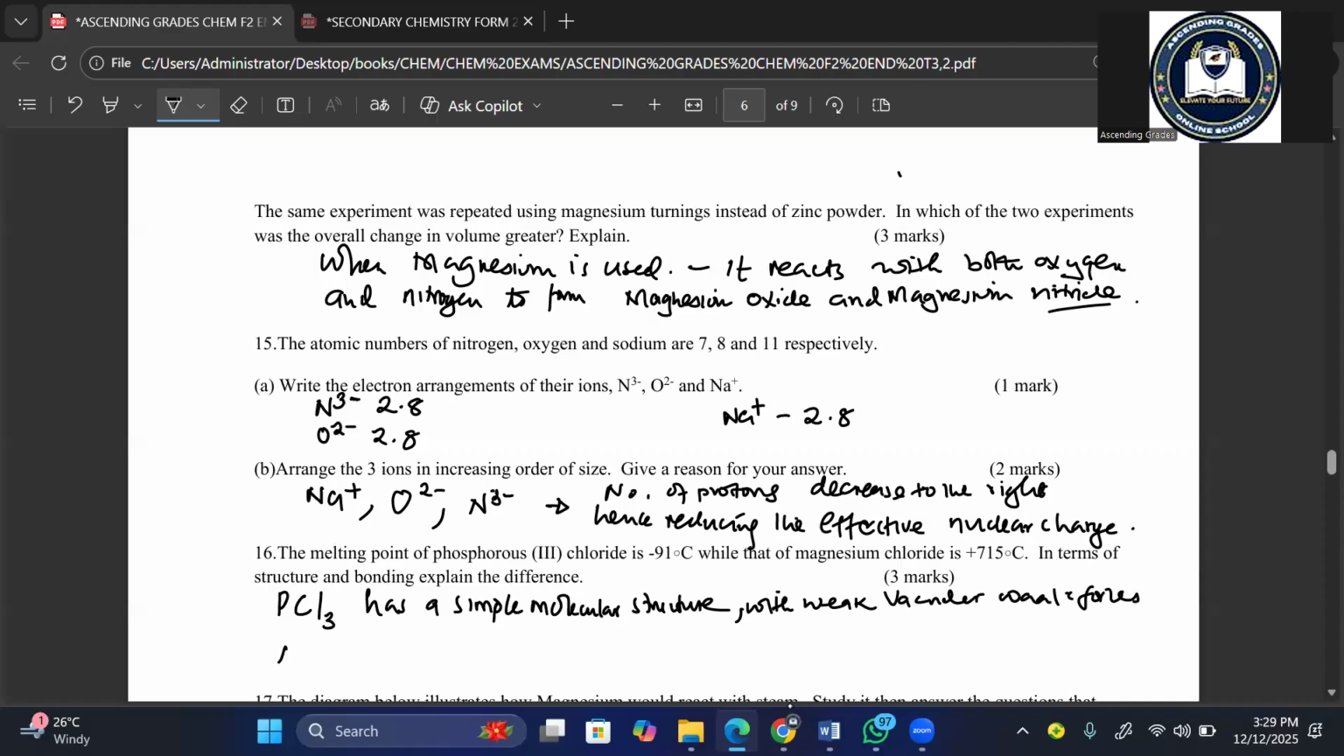While magnesium chloride has a giant ionic structure with strong ionic bonds.